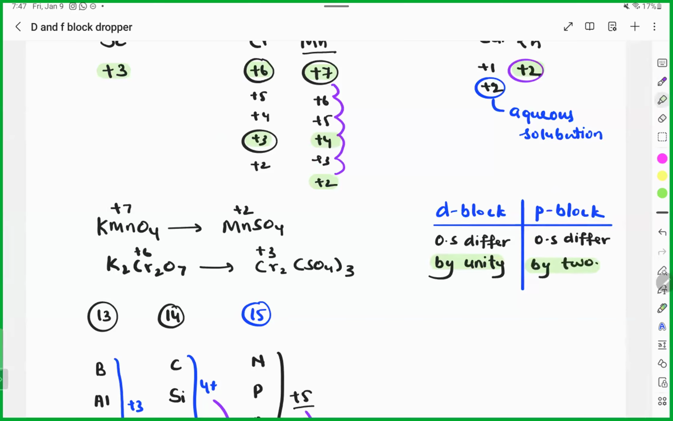I'll give you one more example. Sulfur can show +6, sulfur can show +4. Even in the same element, there will be a difference of 2. Correct? Oxygen can show 0, oxygen can show -2, oxygen can show +2. The more common oxidation states differ by 2 in the case of p block elements. Any doubt, guys?